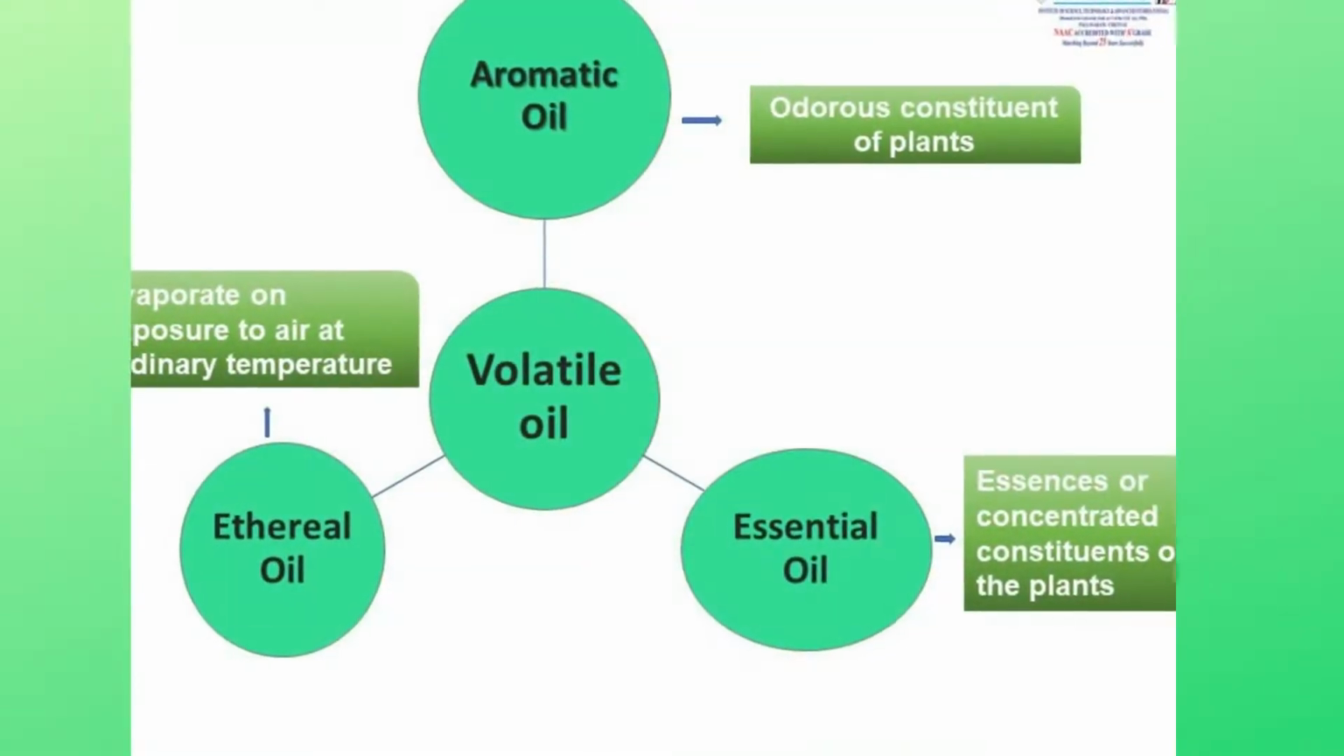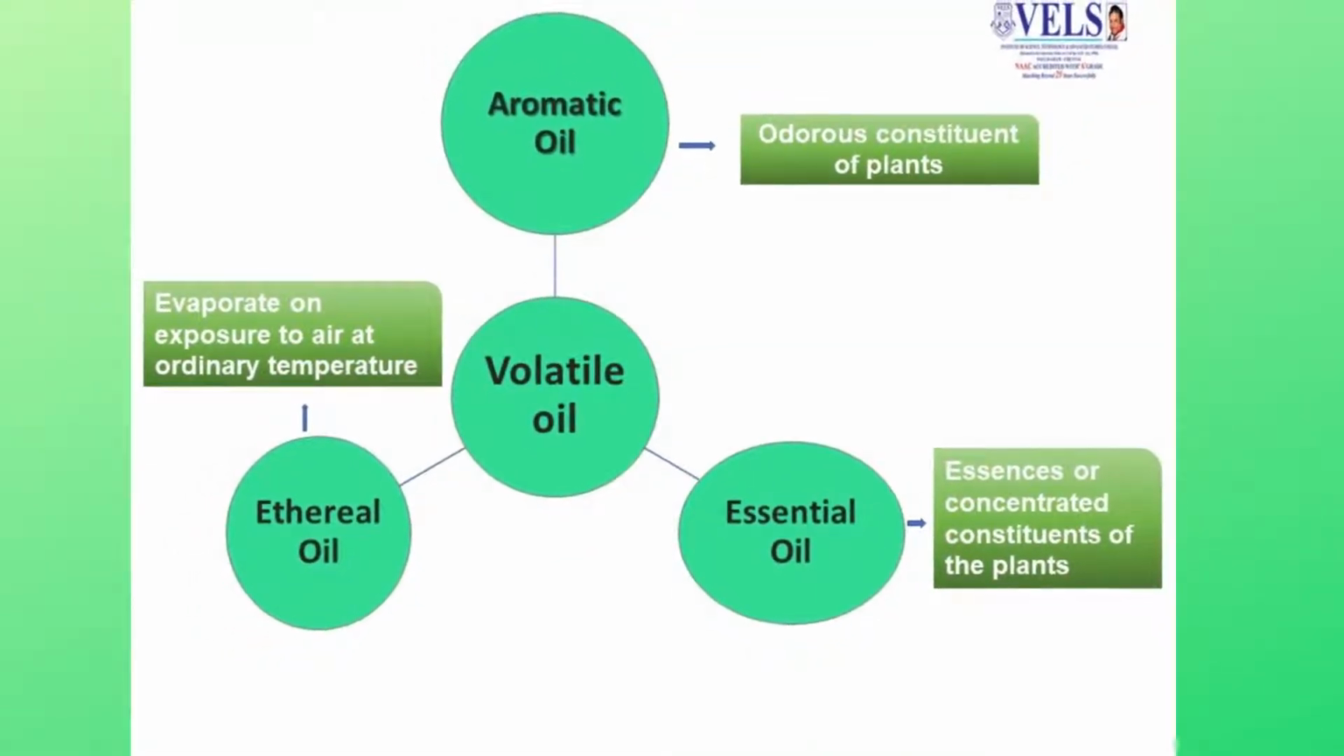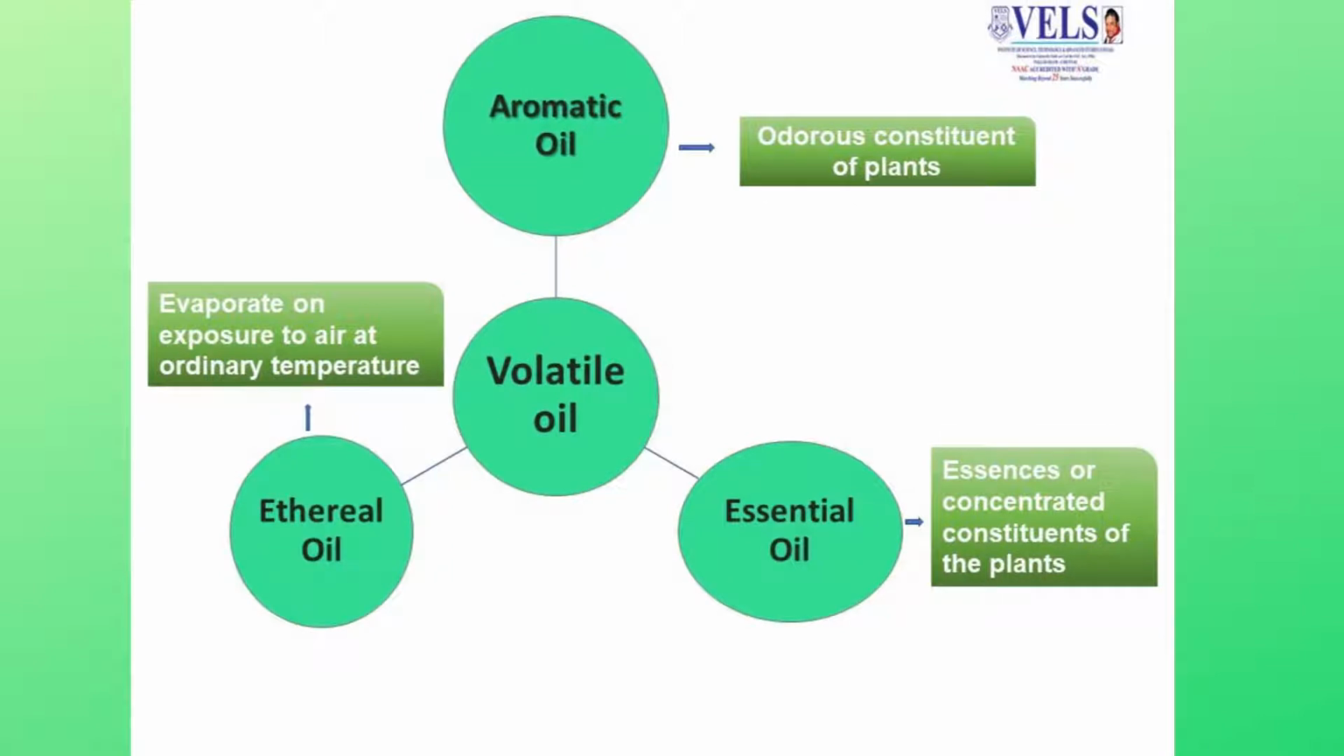Volatile oil is one of the secondary metabolites, which is an aromatic hydrophobic liquid. Volatile oil is also known as aromatic oil as it is an odorous constituent of the plants, which produces a good aroma. It is also known as essential oil as it is a concentrated constituent of the plants, that is the essence of the plants. It is named ethereal oil as it evaporates at normal room temperature.